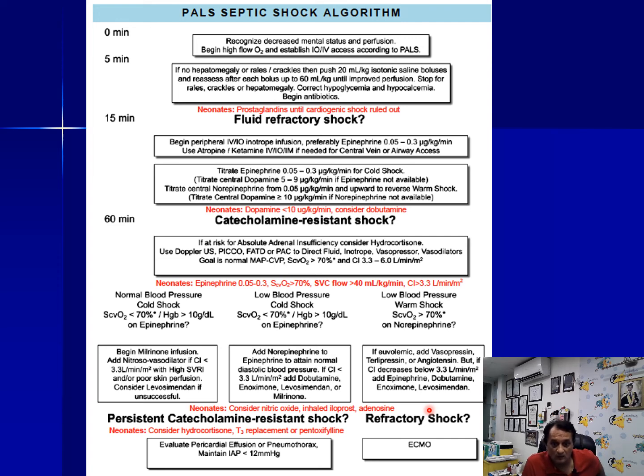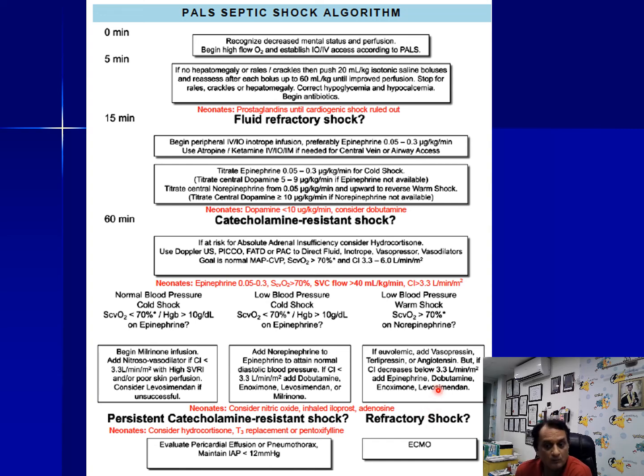In all these patients, you have to think about giving hydrocortisone, and in some patients thyroxine also does work, other than ruling out whether you are dealing with any obstruction in the venous return, as we discussed before, like intra-abdominal compartment syndrome, pulmonary hypertension, pneumothorax, or pericardial tamponade.